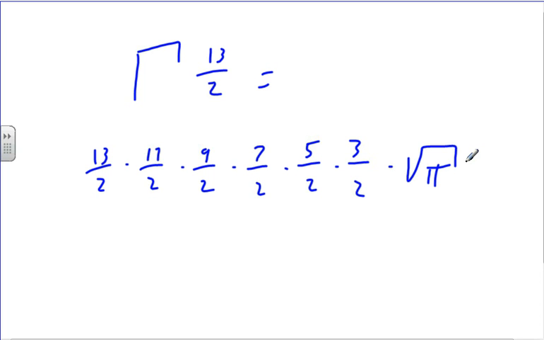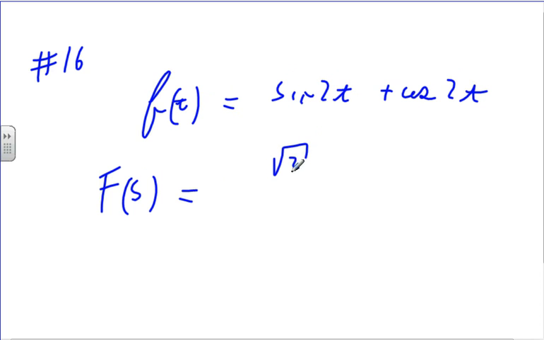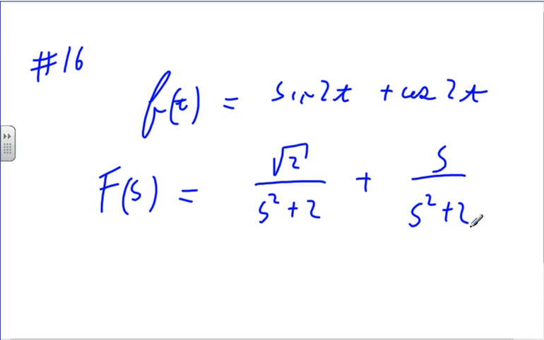We'll do 16 next because it's easy. Number 16. f of t is equal to sine 2t plus cosine 2t. f of s equals... Okay, so I'm going to have 2 over s squared plus 4, plus s over s squared plus 4. Done. Is it really that simple?